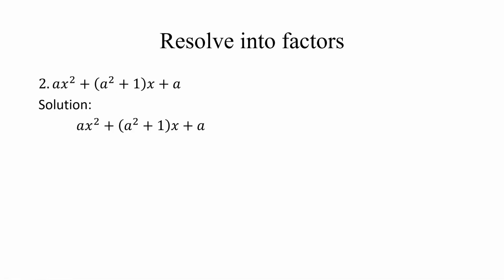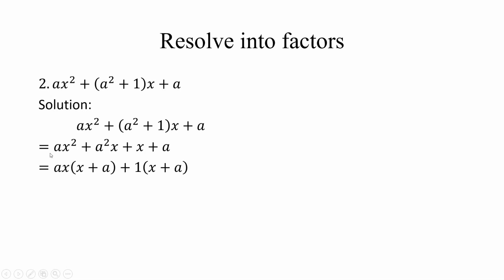Now another question: ax² + (a² + 1)x + a. Its solution is: multiply (a² + 1) into x, you will get a²x plus 1 into x, that is x, and the rest of the part is a.